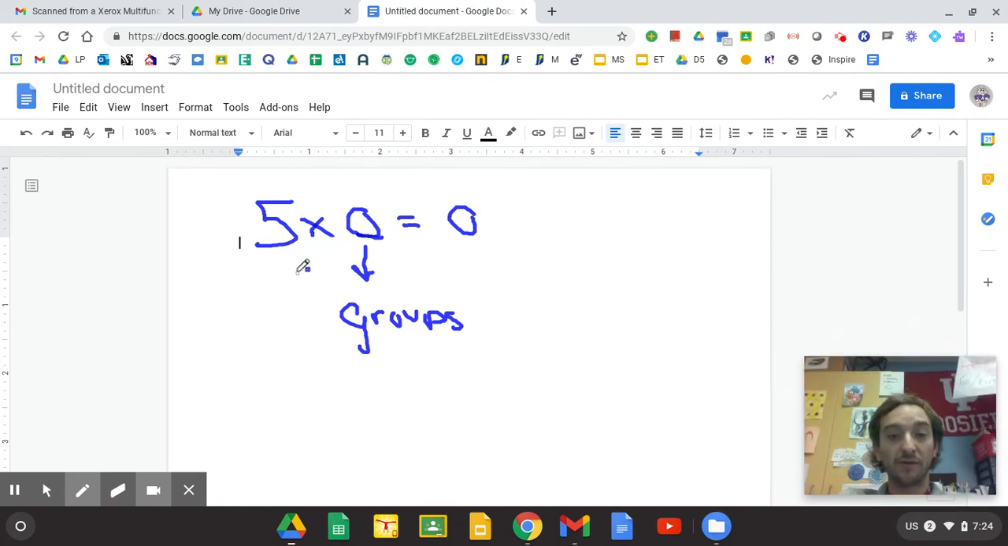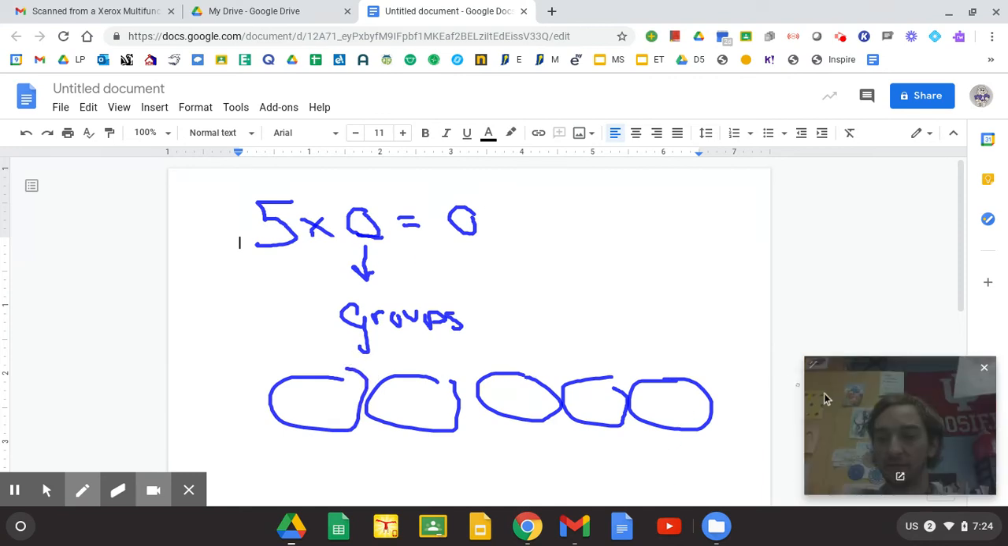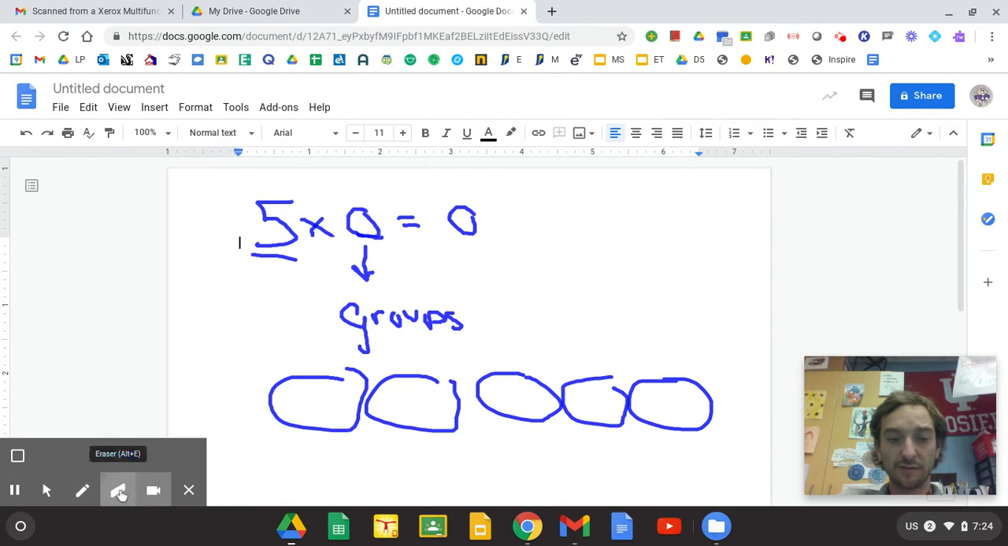Or if you look at it the opposite way, I have 5 groups of 0. So if I have 5 groups and I spread 0 in each one, I still am left with nothing. Okay, so anytime you have 5 times 0, it's 0. It doesn't matter what the other number is. It could be 10,000 times 0, and it's still going to be 0. Okay? So that one should be pretty simple.